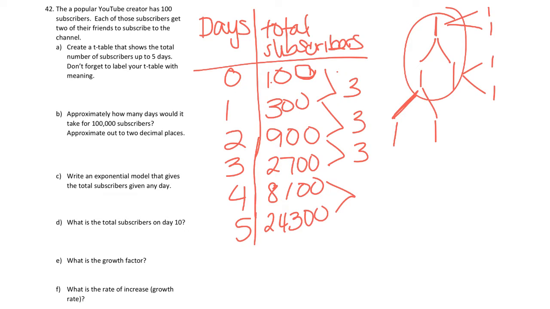243. So the growth factor down here, part E, is 3, because our table is multiplying by 3 every time. And that makes the rate of growth, of increase, that the fact that they are adding 2 subscribers per day. So the rate of increase, or the growth rate, is 2. So that takes care of A, E, and F.